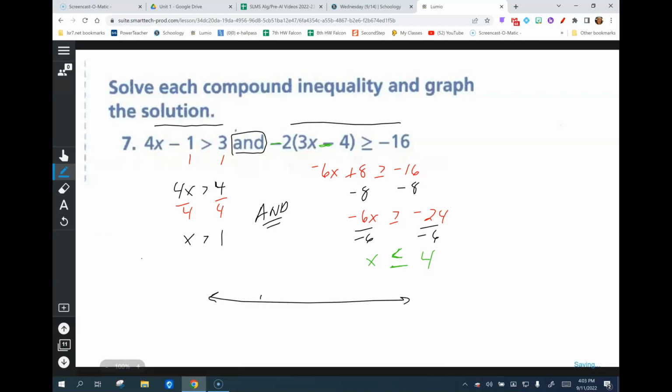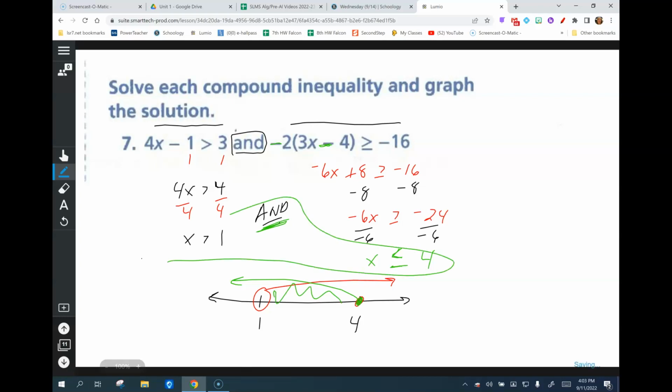And we have the numbers of 1 and 4. Okay, and we know that the first one is going to be an open circle on 1 because it's just greater than. It goes off to the right. And then on x is less than or equal to 4, it's a closed-in circle. It's going to the left, but it's an and. So where is and? It's got to be the stuff in between. So if I'm going to actually solve this one, first off, this would be my solution.